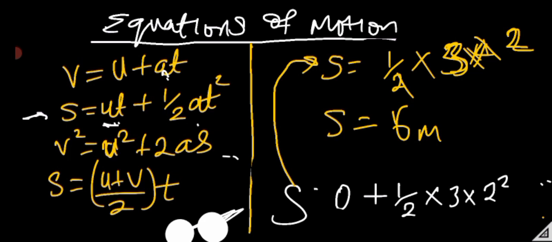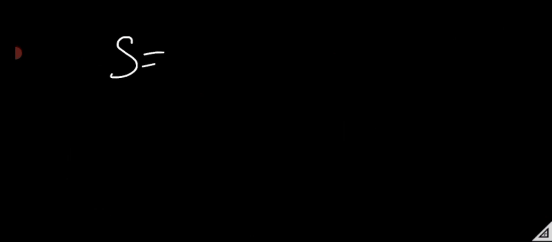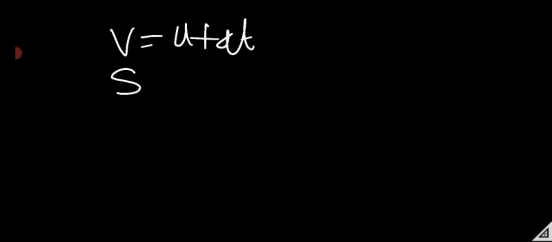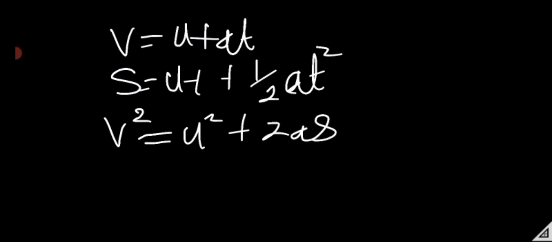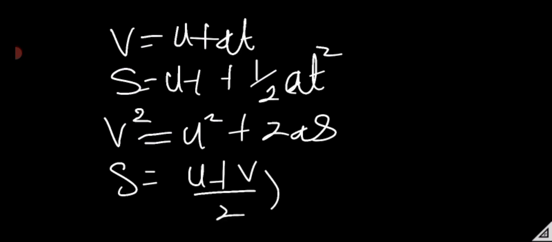In our previous equations, let's start from V. When we say that V equals U plus AT, X is equal to ut plus half at square, v square is equal to u square plus 2as, S is equal to u plus v all over 2 bracket t. Now listen, there are two cases of motion under gravity.